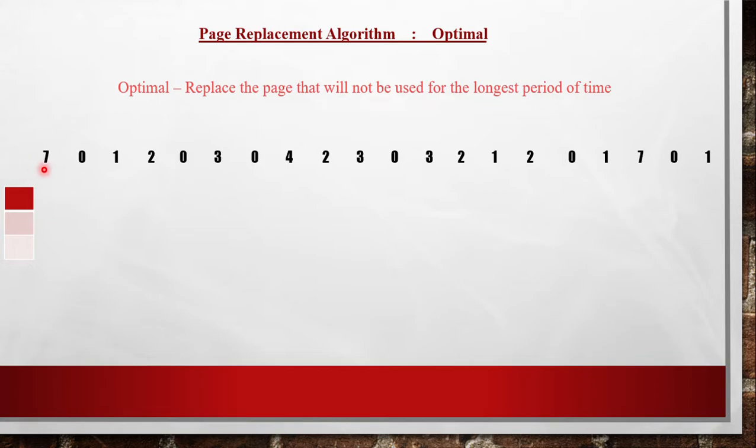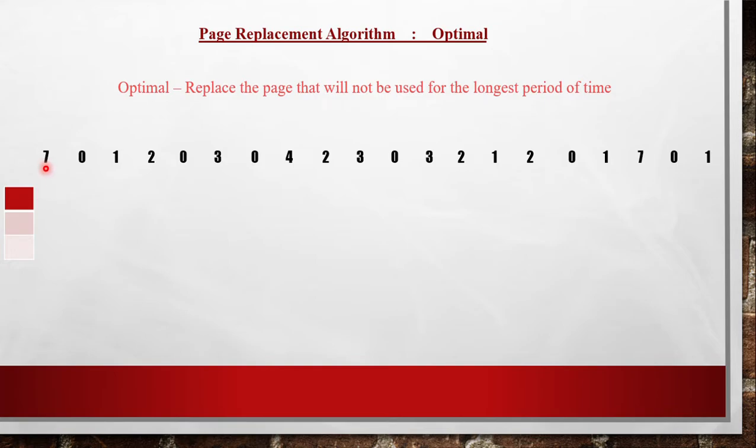So first the CPU is referencing page 7. Page 7 should first be checked whether it is present in main memory or not. If it is not present, then page 7 should be brought from virtual memory to main memory. At the beginning, when we are just starting the replacement algorithm, all 3 frames are free, so no frames are occupied with any pages of P1. So when the CPU is referencing page 7, it has to be brought from virtual memory to main memory.